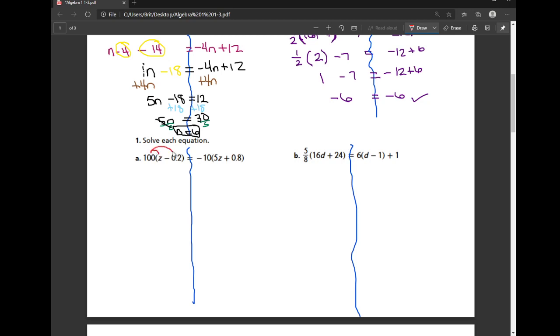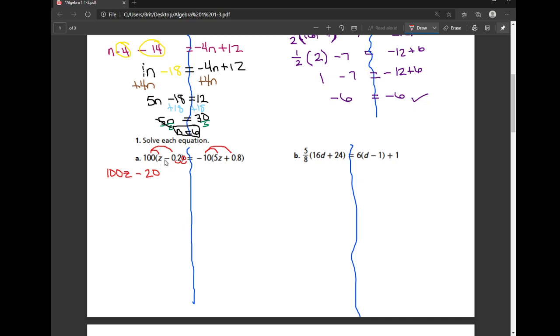I'm multiplying the stuff that's in the front to the stuff that's in the parentheses so that the parentheses go away. So when I go to multiply, 100 times z is 100z. 100 times -0.2 is negative, scoot those zeros over, 20.